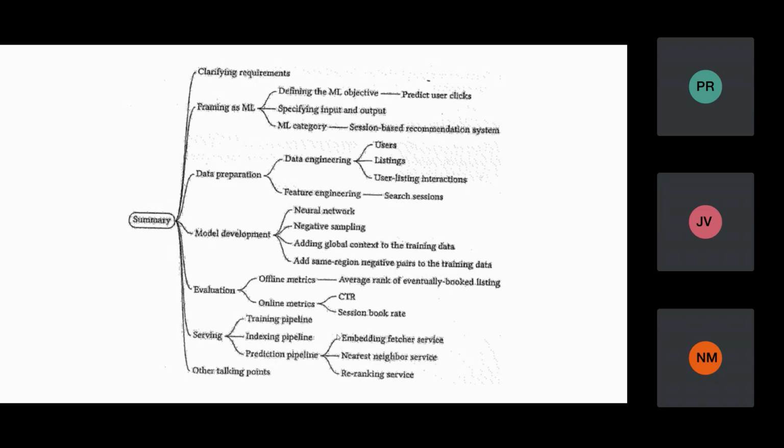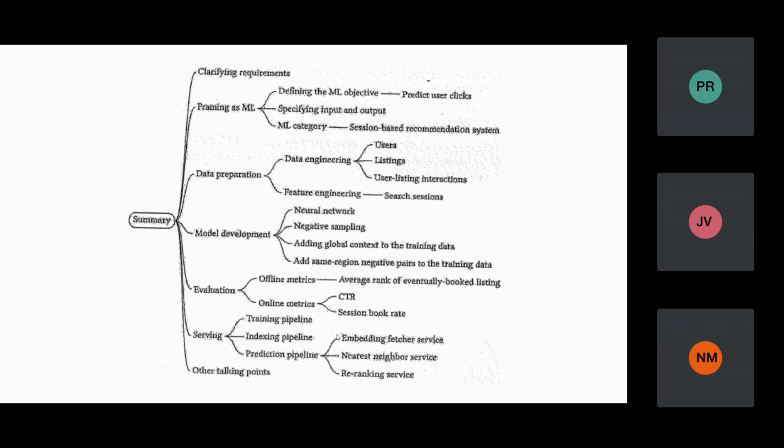For offline metrics, we used average rank of eventually booked listing, and for online metrics we used CTR in combination with session book rate. Then for serving, we discussed the training pipeline, indexing pipeline, and prediction pipeline. And in the prediction pipeline, we discussed the embedding fetcher service, nearest neighbor service, and the re-ranking service.